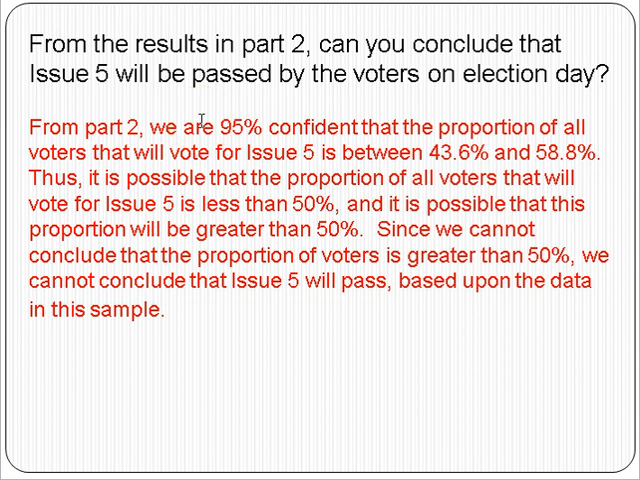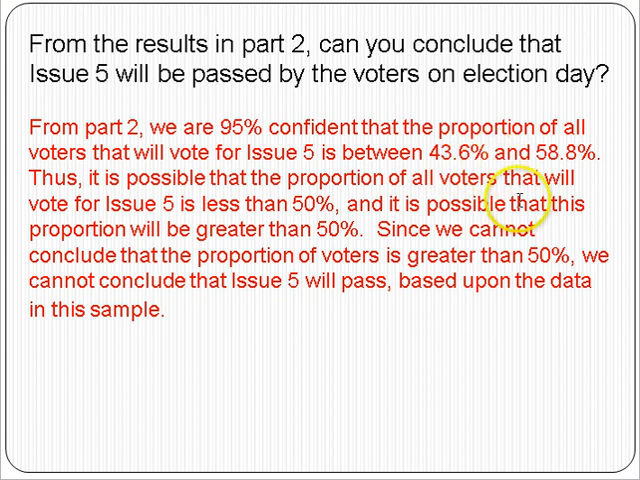From the results from part 2, in other words, from the confidence interval, can you conclude that issue 5 will be passed by voters on election day? So from part 2, we're 95% confident that the proportion of all likely voters that will vote for issue 5 is between 43.6% and 58.8%. So notice something about this interval. It's possible that the proportion of all voters that will vote for issue 5 is less than 50%. It could be 44% or 46%.